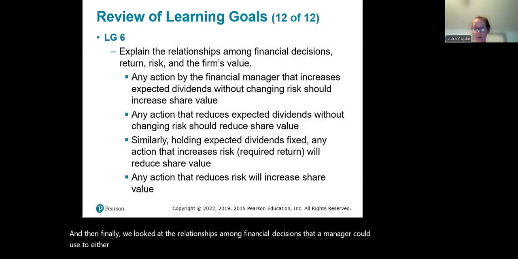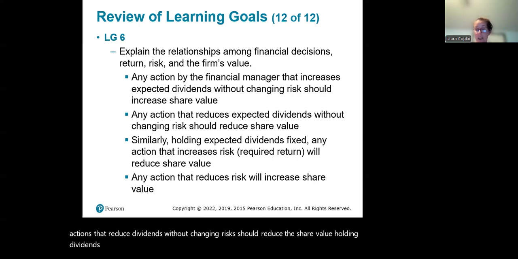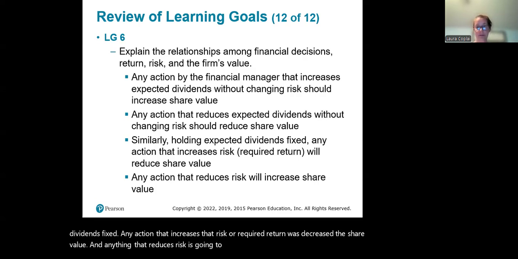And then finally, we looked at the relationships among financial decisions that a manager could use. Any action that increases dividends without changing risk should increase the share value. Any actions that reduce dividends without changing risk should reduce the share value. Holding dividends fixed, any action that increases risk or required return will decrease the share value. And anything that reduces risk is going to increase the share value.